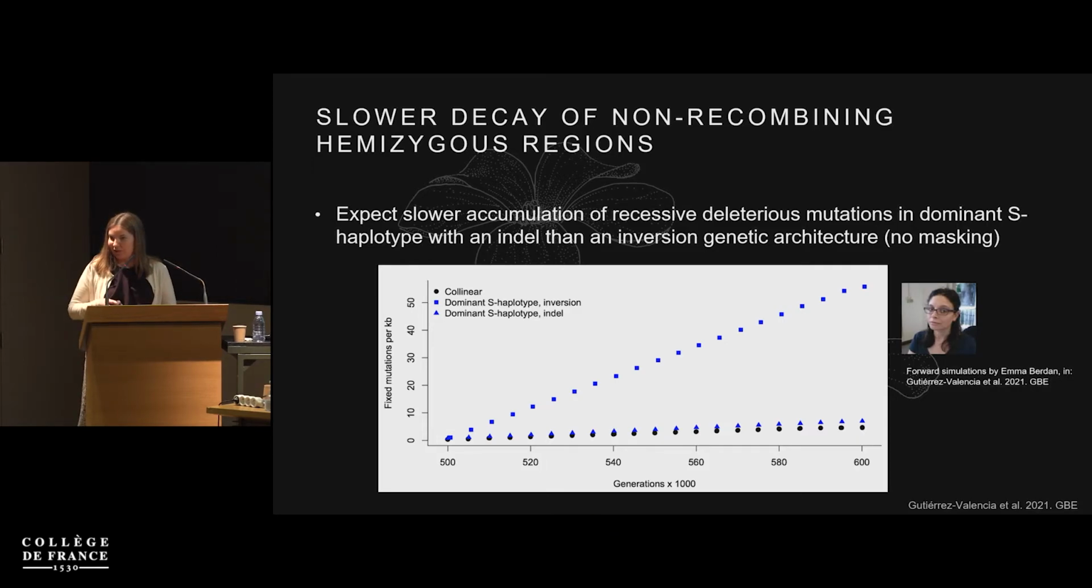Emma Burden, who is also here today, did some simulations in SLiM to show that we do expect a slower accumulation of recessive deleterious mutations in a dominant S haplotype when you have an indel genetic architecture compared to if you would have had an inversion genetic architecture.